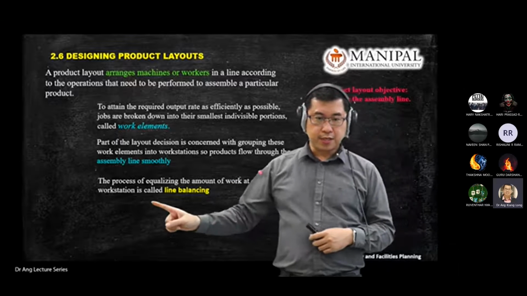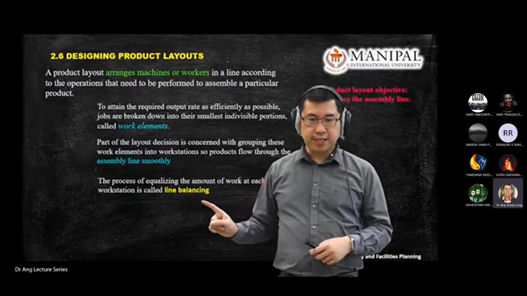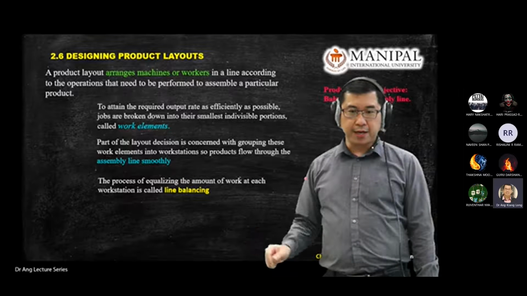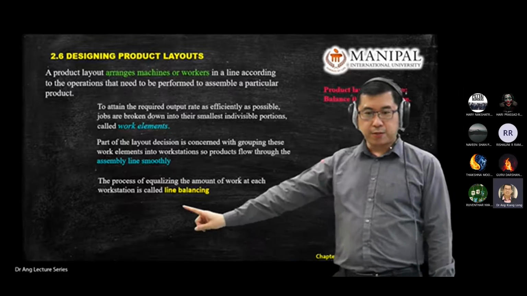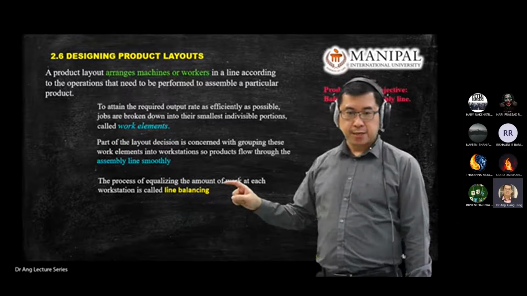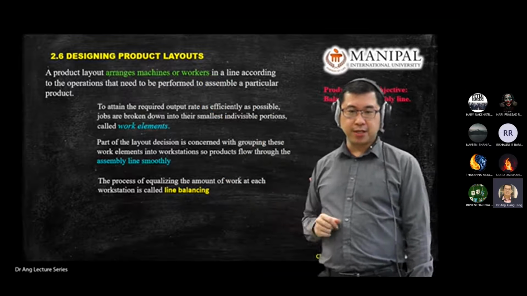The process that makes a smooth assembly line is called line balancing. Later, there will be one tutorial question on line balancing. So under product layout, you need to do line balancing.